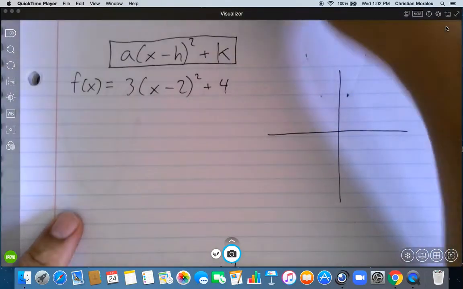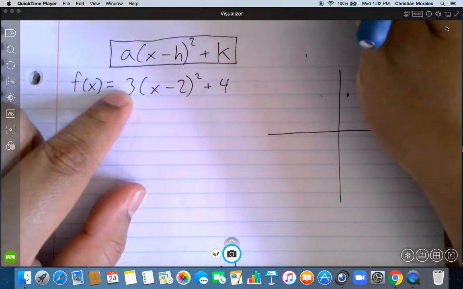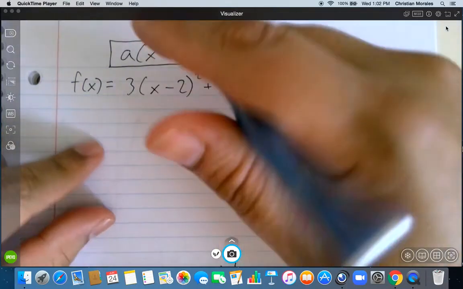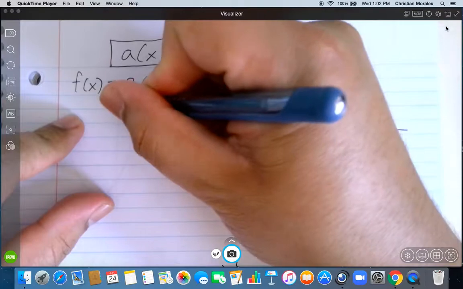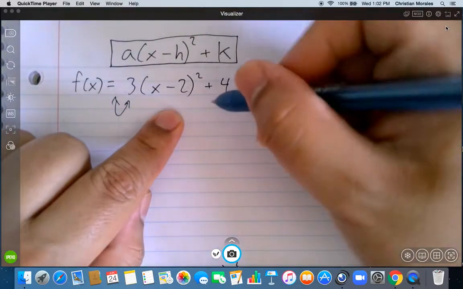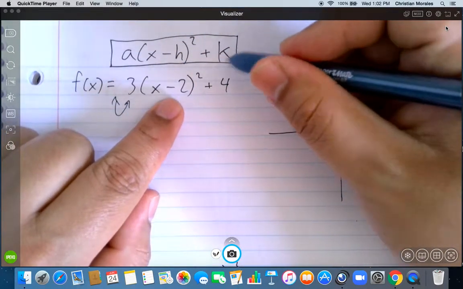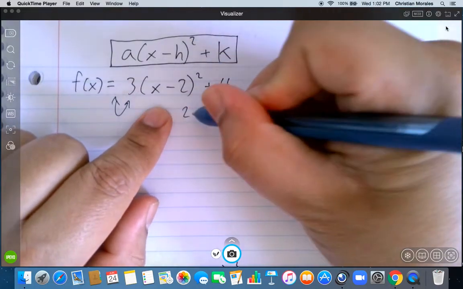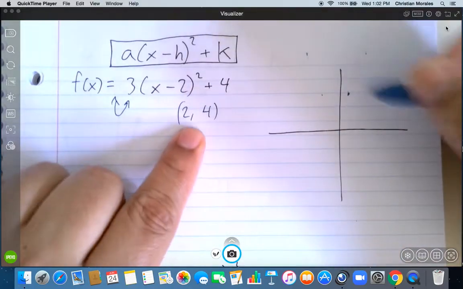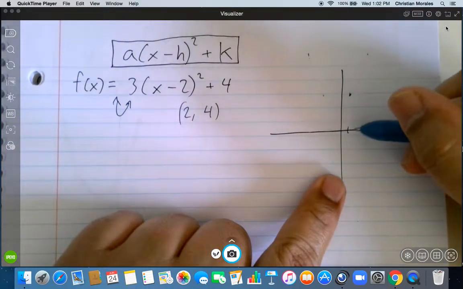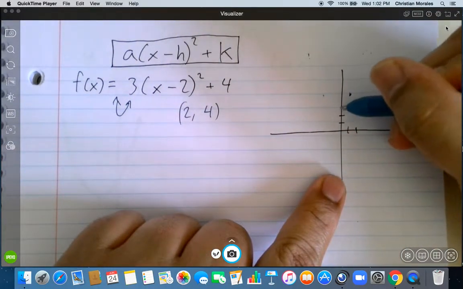So let's do some examples. So right here, this is a positive number. So this tells me it will go up, so it'll go upwards like a U, like a happy face. Okay, that's what that tells me. It'll go like that. And this is my h and my k. Now, if I take these numbers, h is 2 and k is 4. So my vertex is at 2, 4. 1, 2, 1, 2, 3, 4.